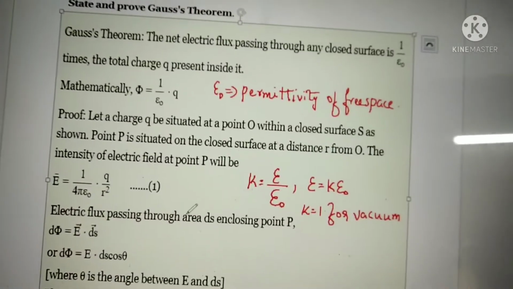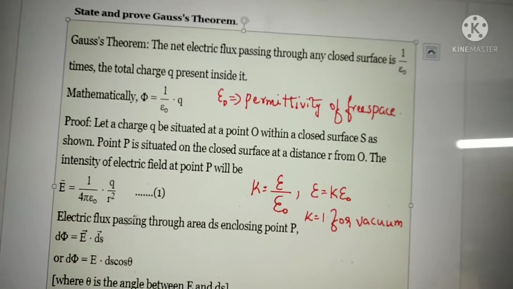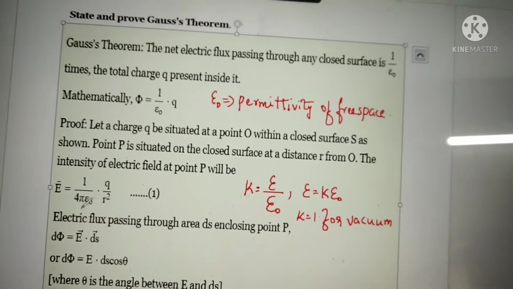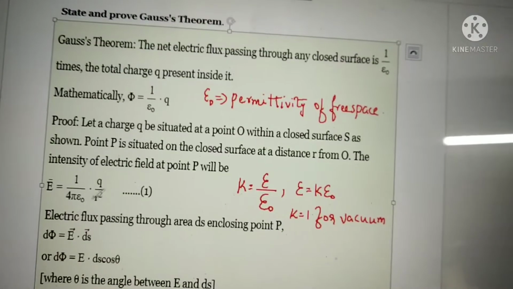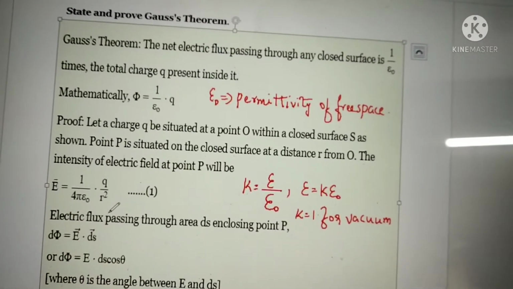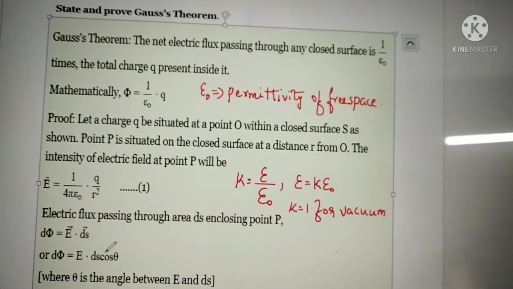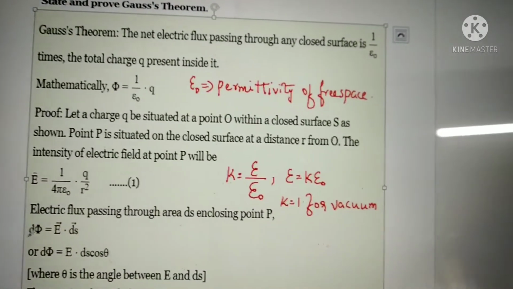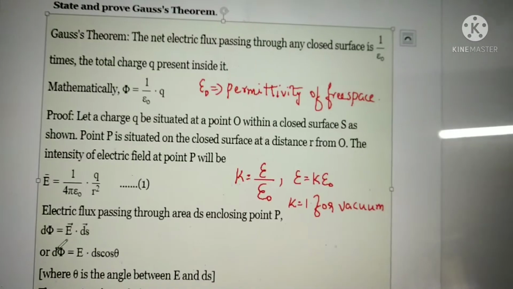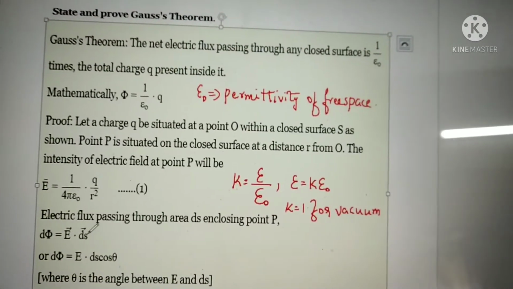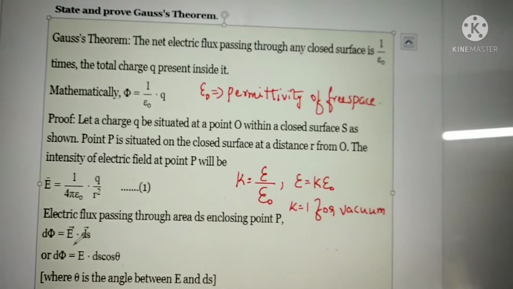So now we are going to prove Gauss theorem. For that, we take electric field E is equal to 1 by 4 pi epsilon naught Q by R square. This formula we all know very well. Now, there is a relation between electric flux and electric field. Electric flux d phi is equal to E dot ds. The arrow mark shows that both are vectors. There is a dot product.